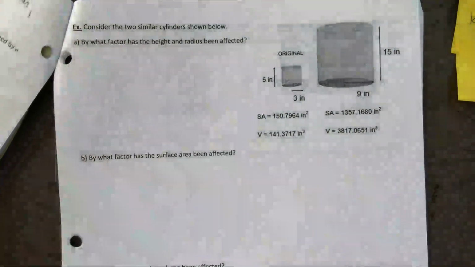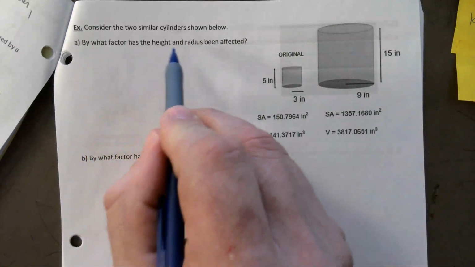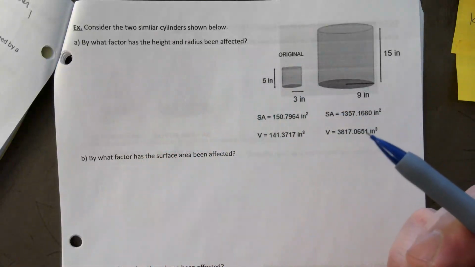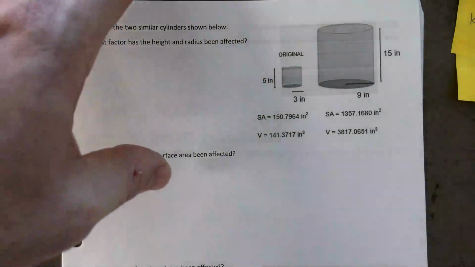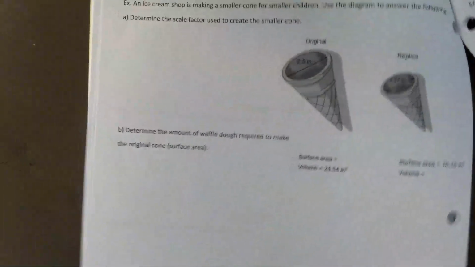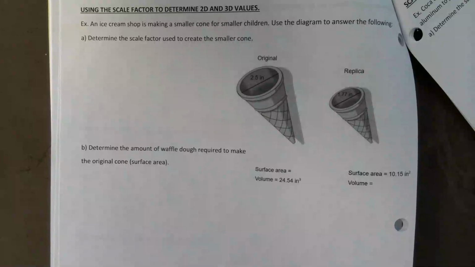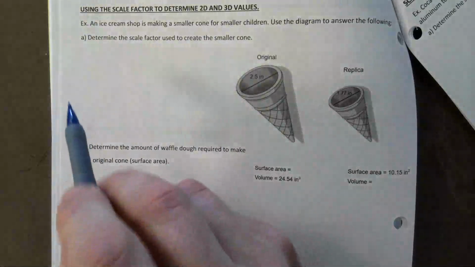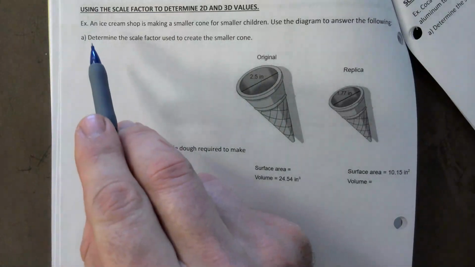Consider two similar cylinders shown below. By what factor has the height and the radius been affected? You know what? I will use this tomorrow. So I'm going to skip a few pages. It's just to prove the point even further, okay? So let's just go to 37. I'm actually not sure if I'm going to use that, to be honest. That is only if time allows. 37, okay? I know you're tired. We can do this, and then you can eat your lunch.